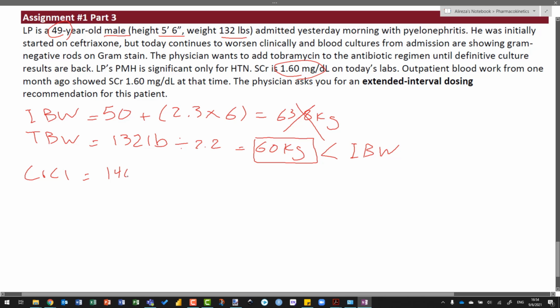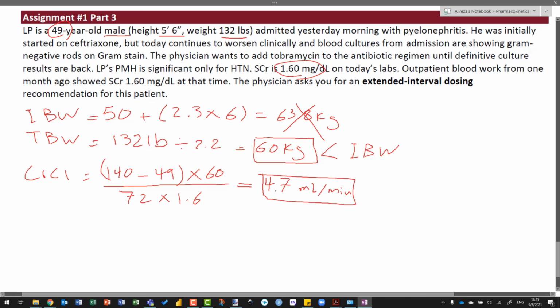To calculate creatinine clearance, we say 140 minus the age of the patient, which is 49, times the body weight, in this case 60 kilogram, divided by 72 times serum creatinine of 1.6. This is not a female, so we don't have to multiply by 0.85, and therefore you just get 47. So 47 ml per minute.